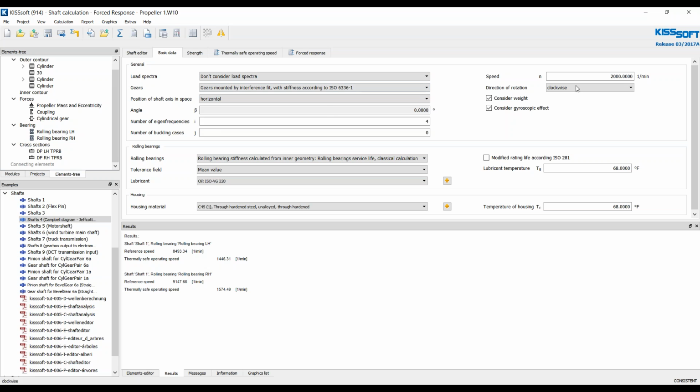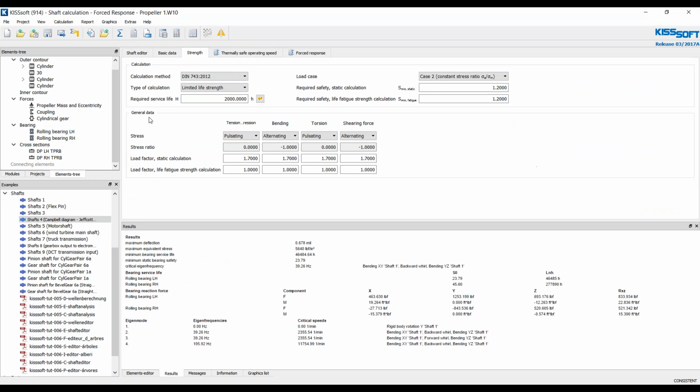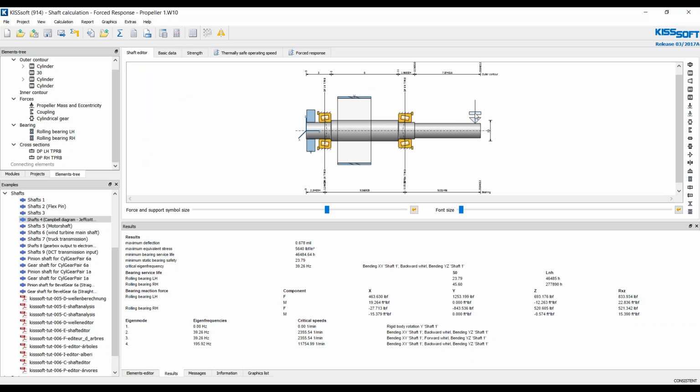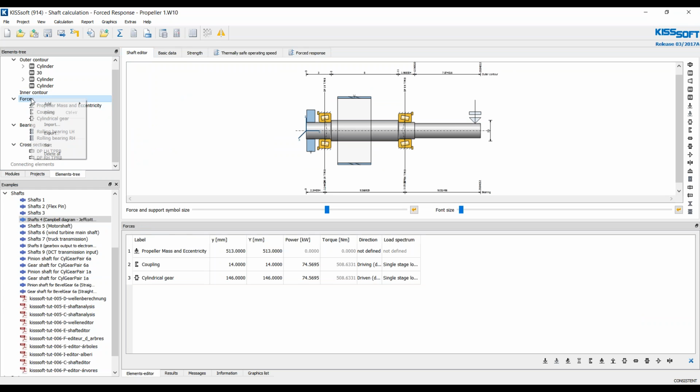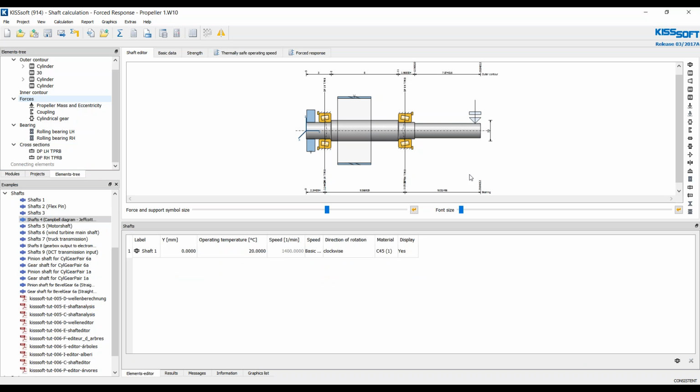So I went back to my basic data and changed this to 1400. I run this again, and now I'm not getting that warning. I also changed this limit to limited life strength, to 2,000 hours. But now I want to see what my force response is for my system. I've got this imbalanced mass right here. It's just a right click, add additional mass. Think of this like a big fan out here that's unbalanced.